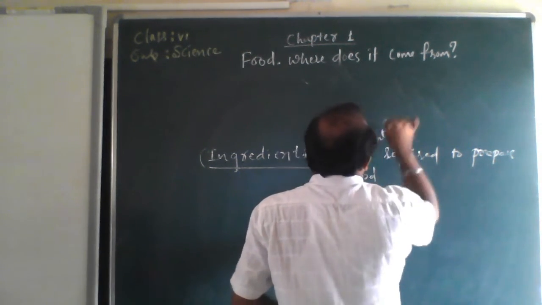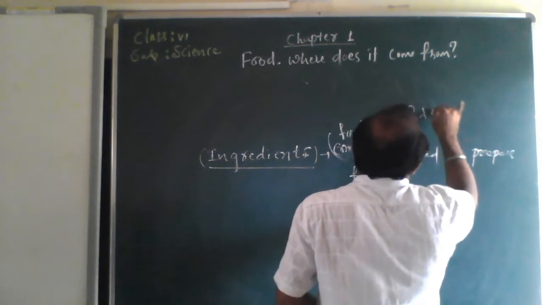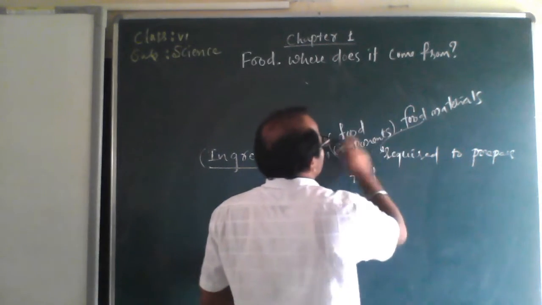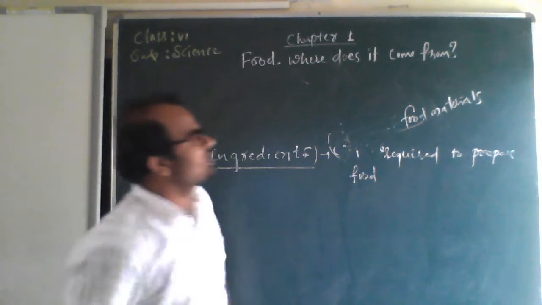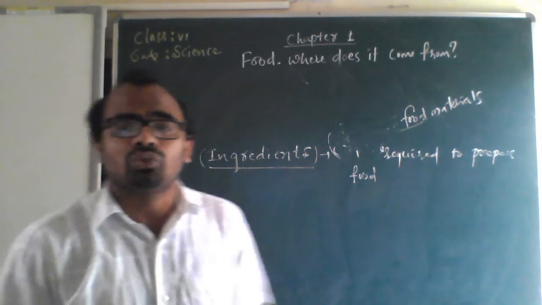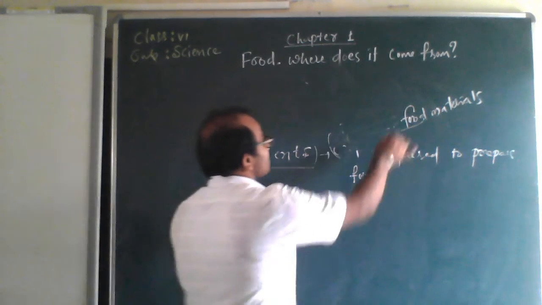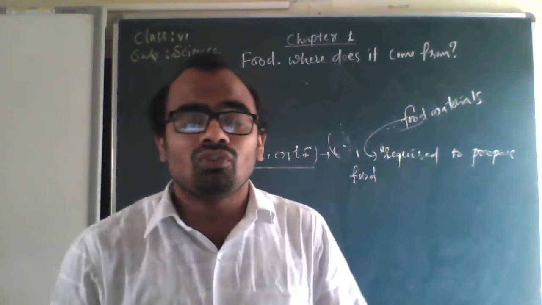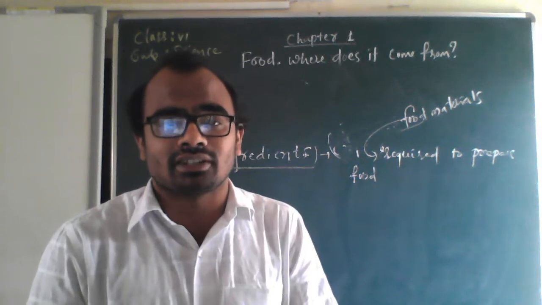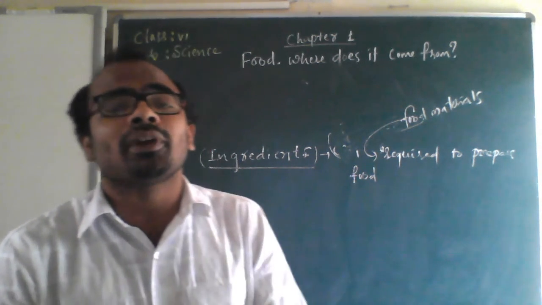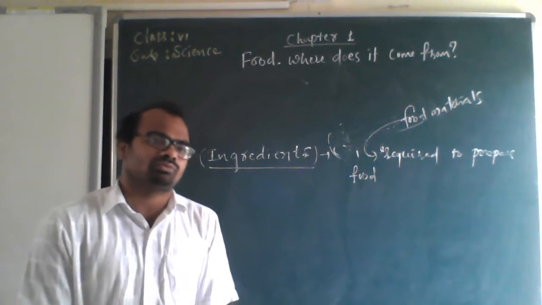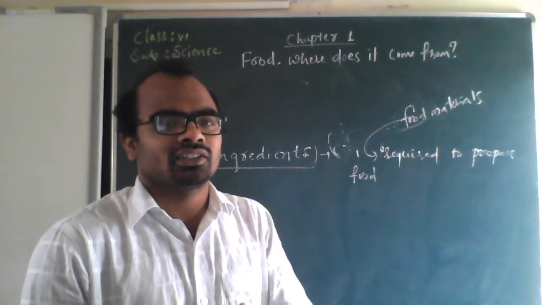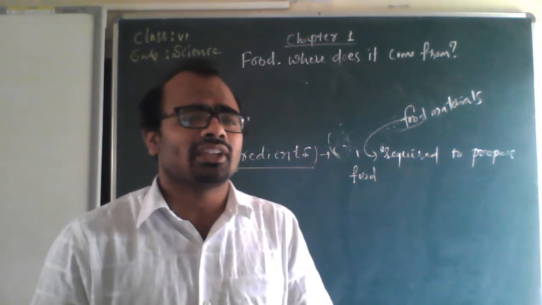You can use the word food materials also. Rather than food components, it's easy. Food materials required to prepare food are called ingredients. So what are ingredients? Ingredients are the food materials. They are the food materials required to prepare food. So I discussed now the preparation of rice. Now we'll take another example.